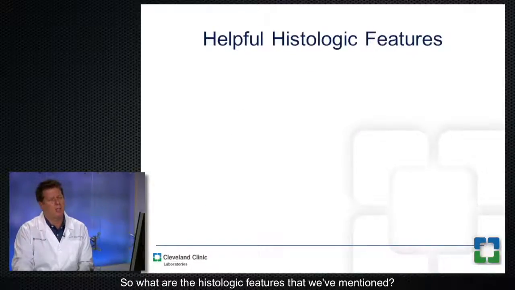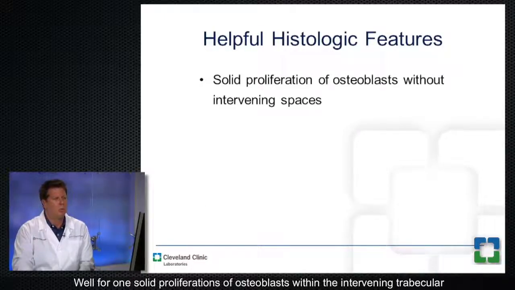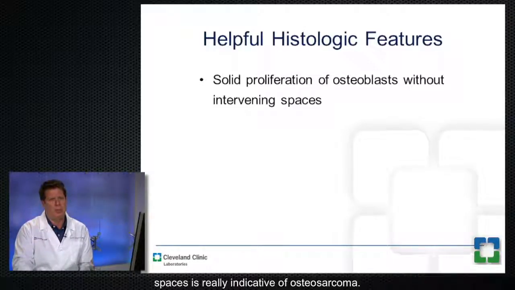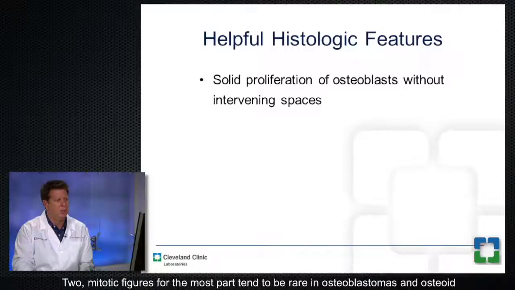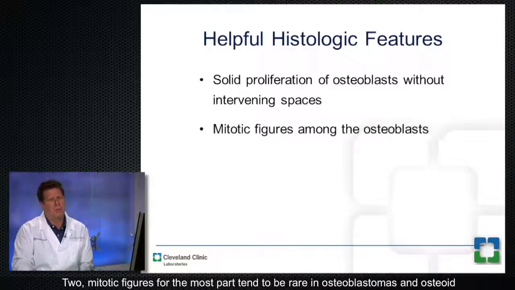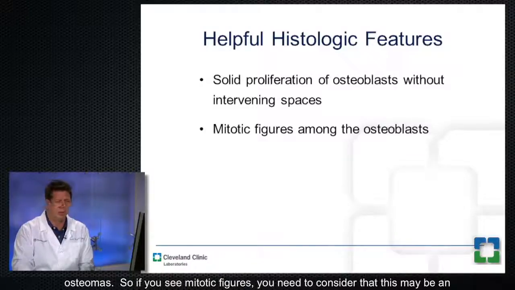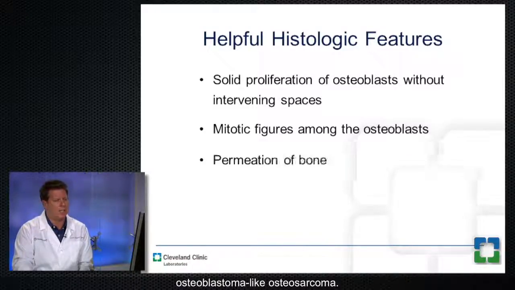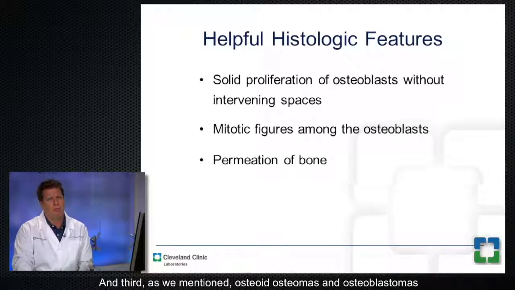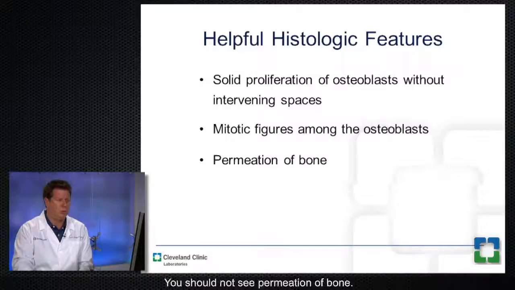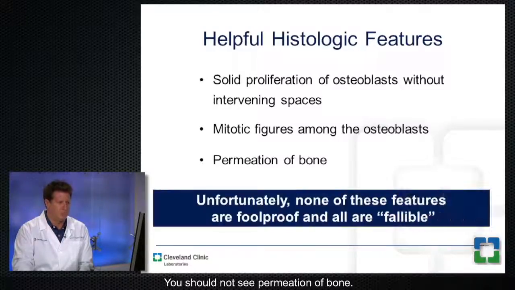So what are the helpful histologic features that we've mentioned? Well, for one, solid proliferations of osteoblasts within the intervening trabecular spaces is really indicative of osteosarcoma. Two, mitotic figures for the most part tend to be rare in osteoblastomas and osteoid osteomas. So if you see mitotic figures, you need to consider that this may be an osteoblastoma-like osteosarcoma. And third, as we mentioned, osteoid osteomas and osteoblastomas are well circumscribed lesions. You should not see permeation of bone.